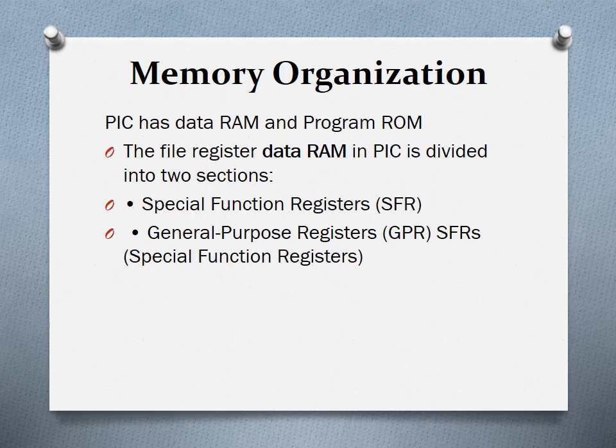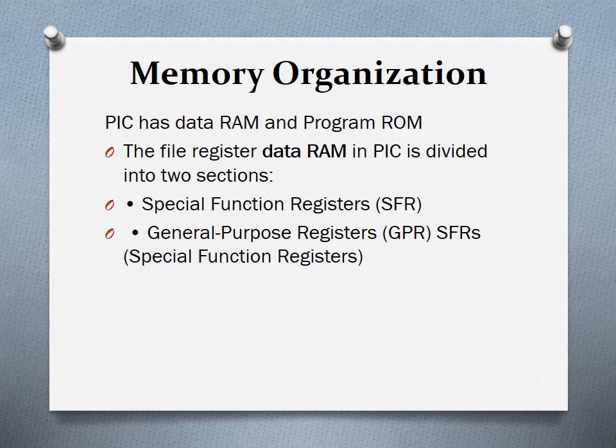We shall see about the memory organization of PIC. So PIC, as we all know, follows a Harvard architecture. What do you mean by Harvard architecture? Harvard architecture is an architecture where the processor can access two memories. You have an individual data memory and an individual program memory. Data memory is usually a RAM and program memory is usually a read-only memory.